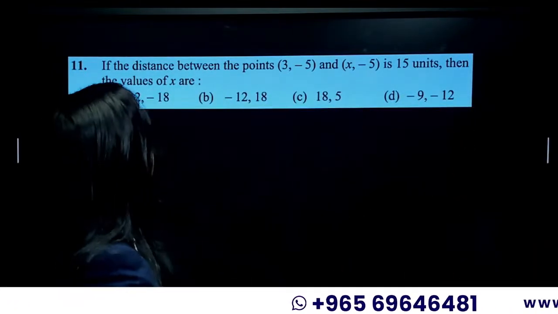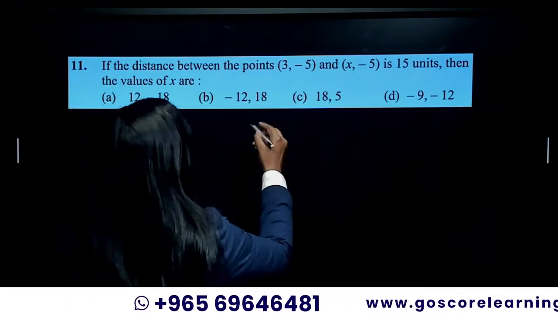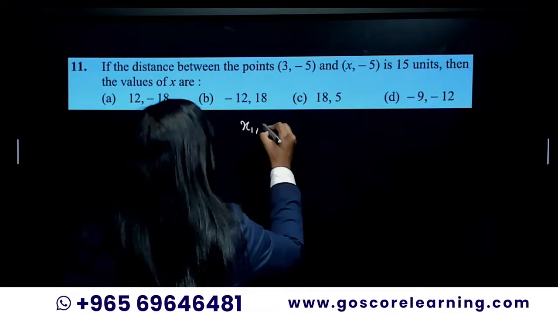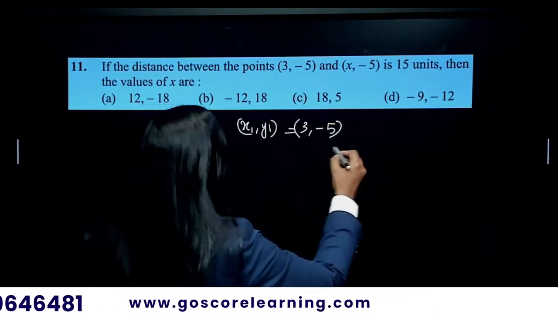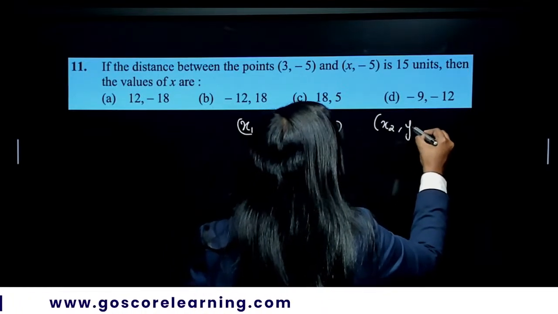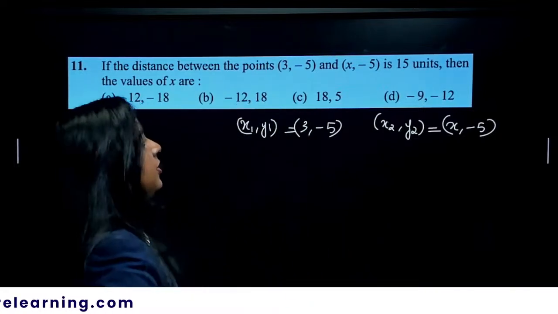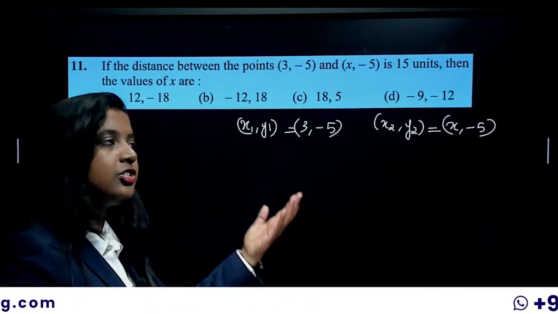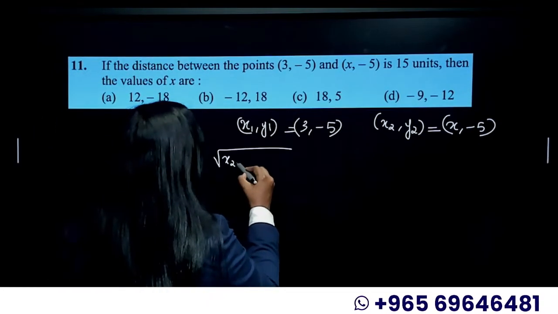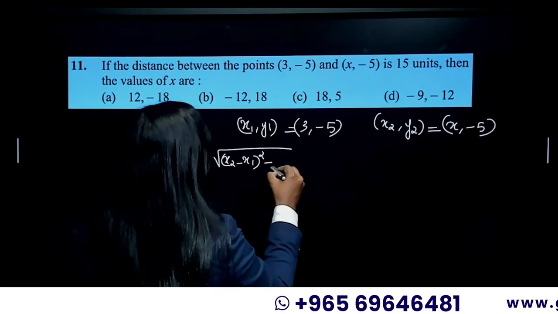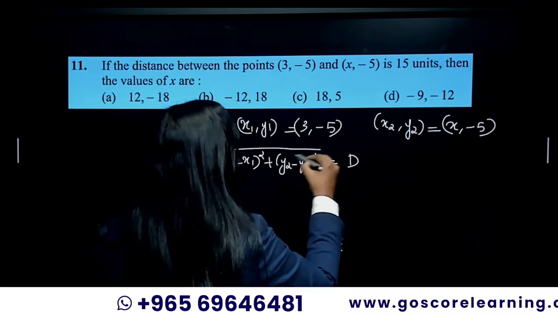If the distance between the points is 15 units, then find the value of x. So let this point be x1, y1 is equal to 3, minus 5 and x2, y2 is equal to x comma negative 5. Actually, the distance is given. What is distance? Root of x2 minus x1 the whole square plus y2 minus y1 the whole square is equal to the distance, right? Let us square both sides.